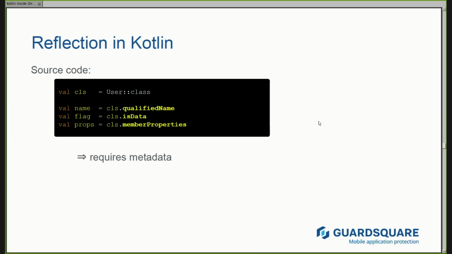And there is a similar concept in Kotlin. Kotlin has its own types of reflection, and I've shown a couple of examples here. You can ask a class for its qualified name. You can ask if a class is a data class or not. You can ask for its member properties, and there are a couple more of these constructs. This is actually a case where the Kotlin reflection runtime not only requires the bytecode like Java, but it requires the metadata that the compiler has inserted. And of course, it requires those metadata to be consistent with the bytecode.